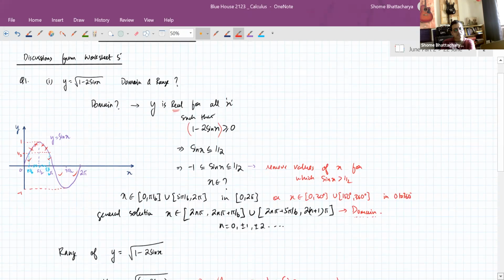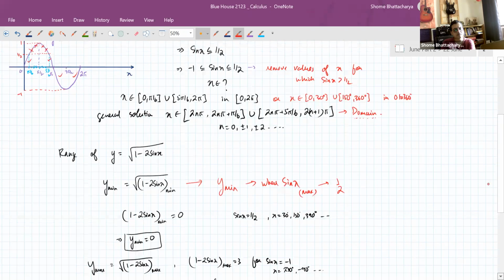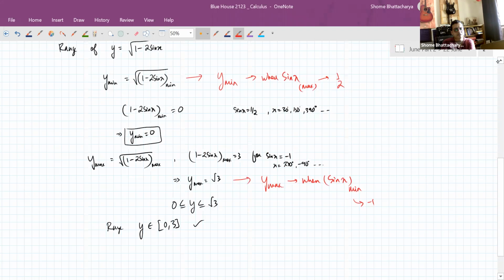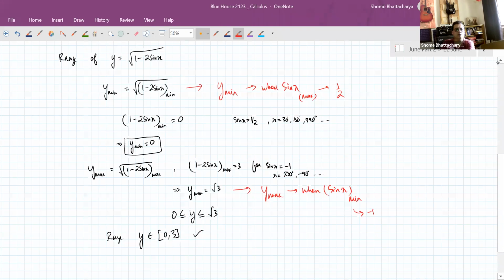And as far as range is concerned, range is from the lower limit, that is the global minimum of y, to the global maximum of y. So to find the range, we have to find the minimum possible value of y and then the maximum possible value of y. And the range becomes the set of all values of y between this minimum and maximum.